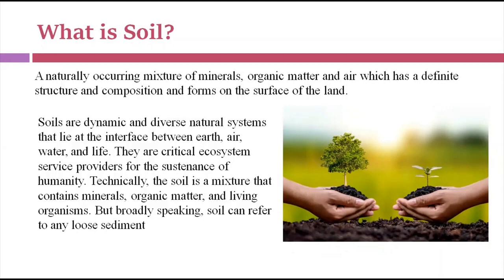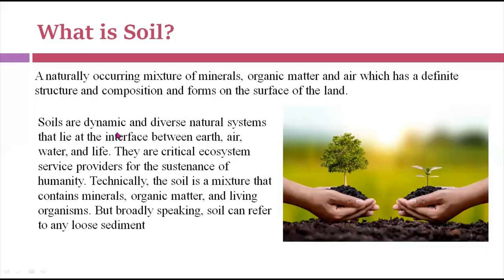Soil has a definite structure. It has been composed of different substances. So soil is the uppermost part of the earth's crust, from where our plants germinate, from where our plants get their needed substances. So the upper part of the ground we call soil, which is a natural substance, being a mixture of different minerals, organic matter, and air.